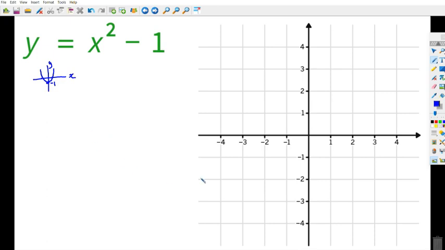Remembering from straight lines, on my x-axis, what is one value that I will always know? I know that y is equal to 0. So if I'm finding my x-intercepts, where it intercepts with my x-axis, I know that y is equal to 0. So I can just substitute y in there: 0 equals x squared minus 1.